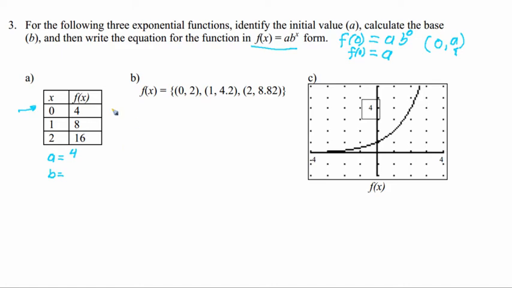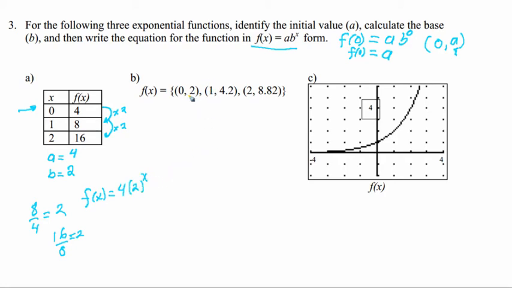All right, now how do we find b? Well, to find b, the definition of an exponential function is that the common ratio between successive terms remains constant. In other words, if I take the ratio between 8 and 4, that's got to be the same as the ratio between 16 and 8. And sure enough, it is. If we take 8 divided by 4, we get back 2. Take 16 divided by 8, we get back 2, which means that ratio remains constant. Another way of thinking about it is to get from 2 to 4, I multiplied by 2. To get from 8 to 16, I multiplied by 2. So that tells me that my base is equal to 2. Therefore, f of x is equal to 4 times 2 raised to the x.